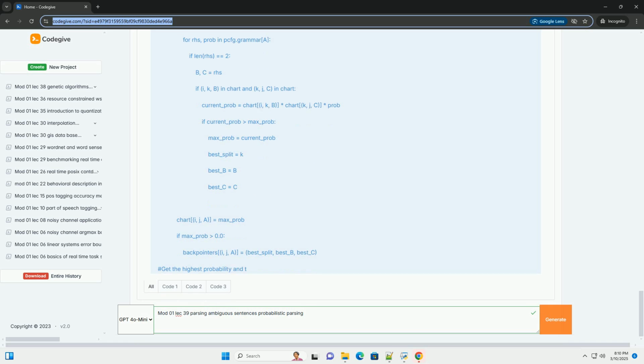parse tree. 7. Python code example: Viterbi with CKY. 8. Explanation of the code.